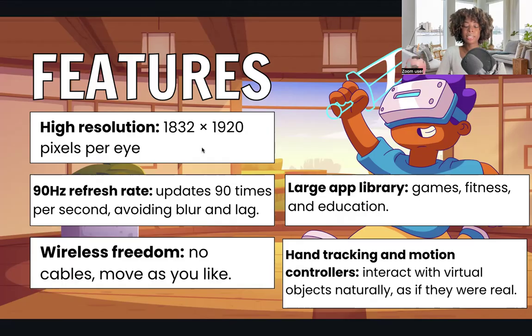It is wireless, so no cables. You can move as you like. It has a large app library: games, fitness, and education. And it also has hand tracking and motion controllers. This helps you interact with virtual objects naturally as if they were real.